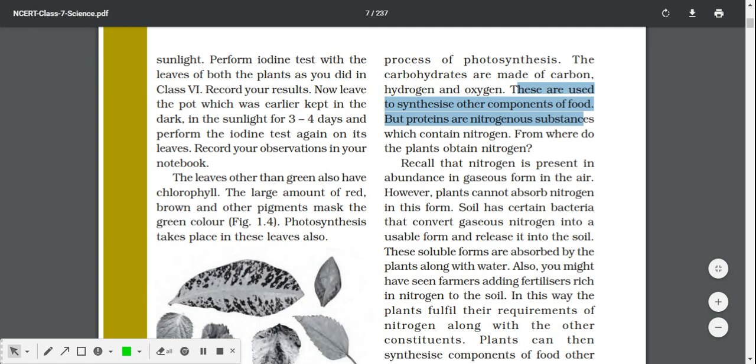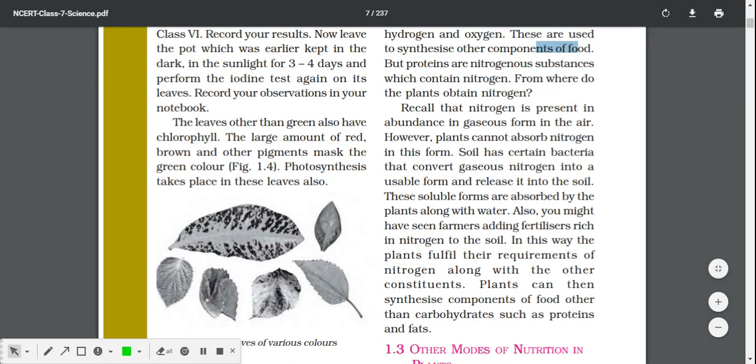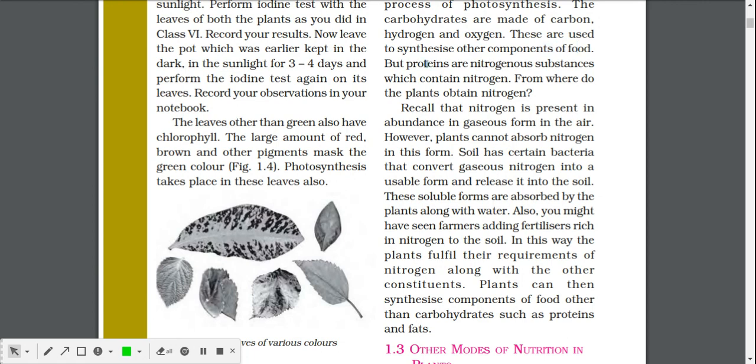अब ये क्या करते हैं? ये जो कार्बन, हाइड्रोजन, ऑक्सीजन जो कार्बोहाइड्रेट्स बना रहे हैं, that is also used to synthesize other components of food. मतलब खाना सिंथेसाइज करने के भी काम आते हैं, बनाने के भी काम आते हैं. But proteins are nitrogenous substances which contain nitrogen. प्रोटीन्स क्या हैं? These are basically the nitrogenous substances. अब नाइट्रोजीनियस क्यों? बिकॉज इसमें नाइट्रोजन सबसे ज्यादा प्रेजेंट होते हैं.